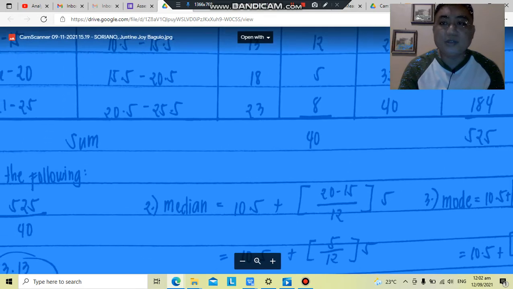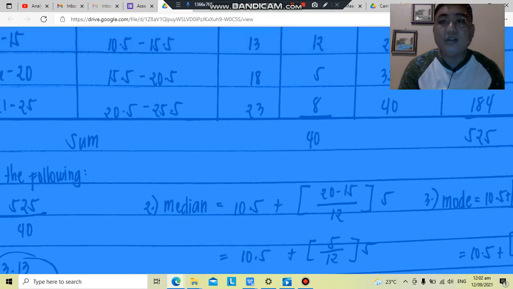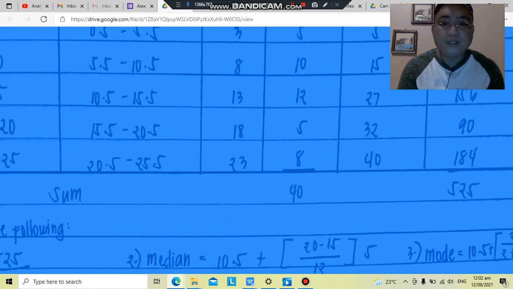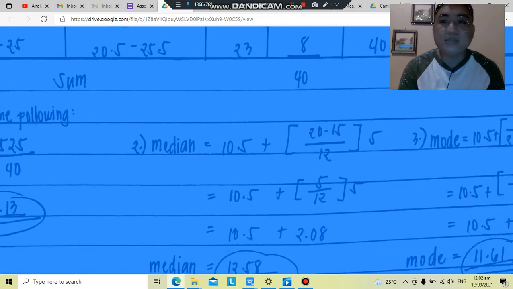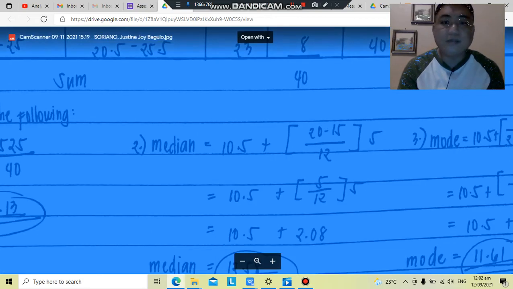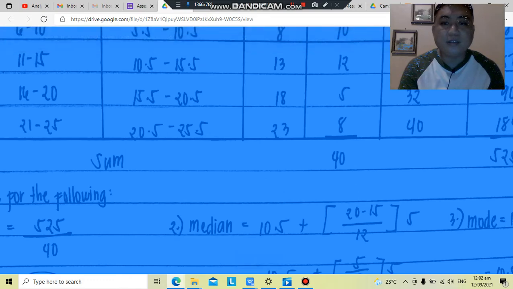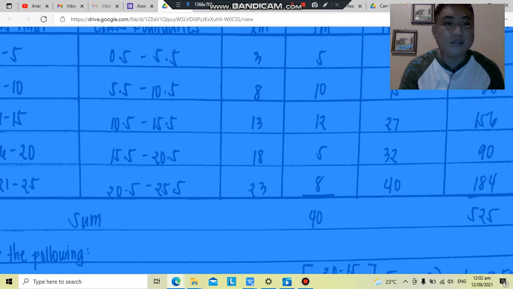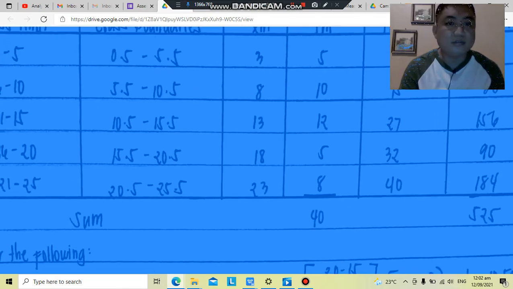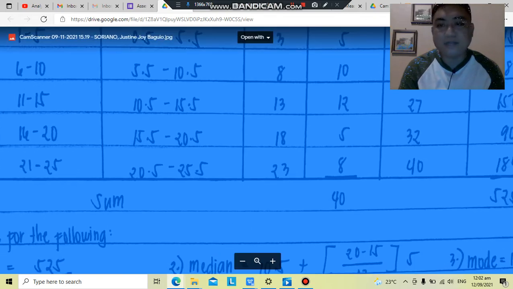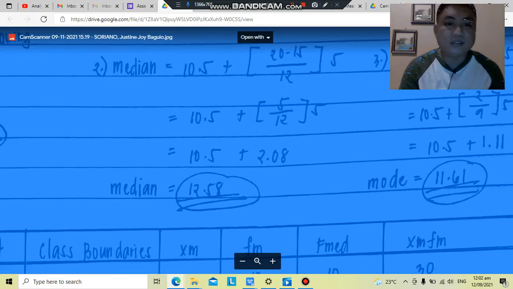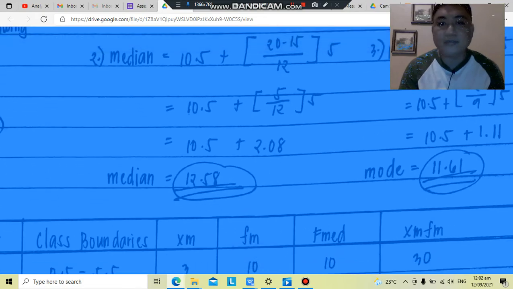So 20 minus the ascending cumulative frequency before 20, that is 15, times the class width, which is 5, plus the lower class boundary, which is 10.5. Then the answer is correct, 12.58.